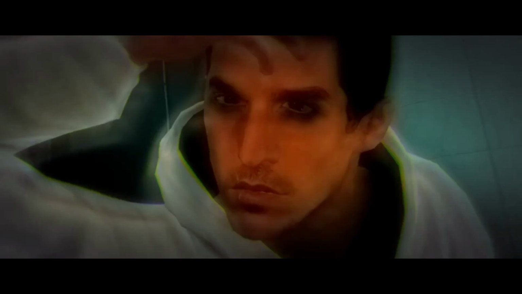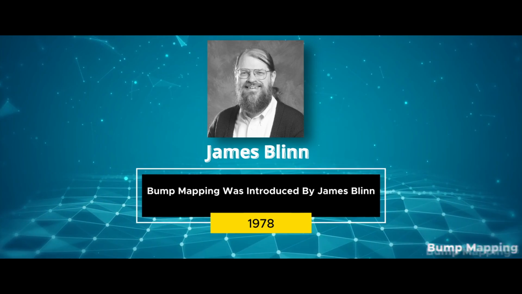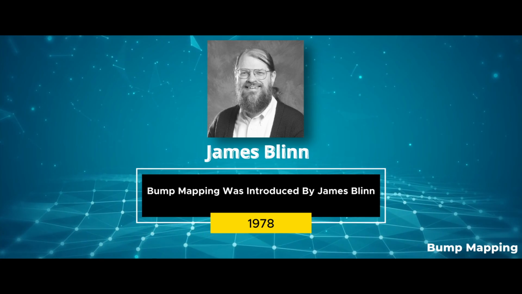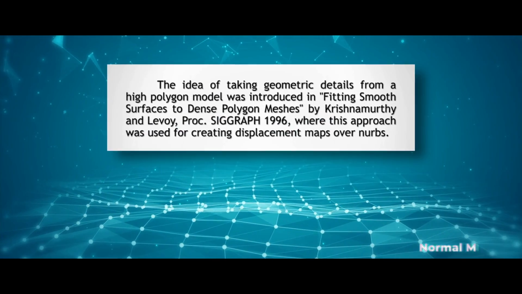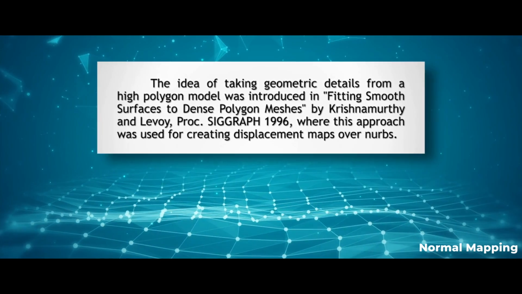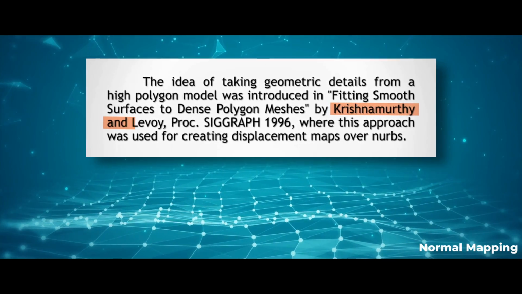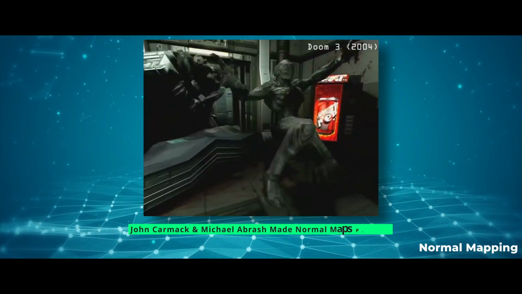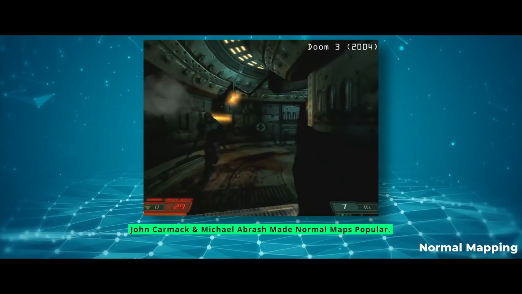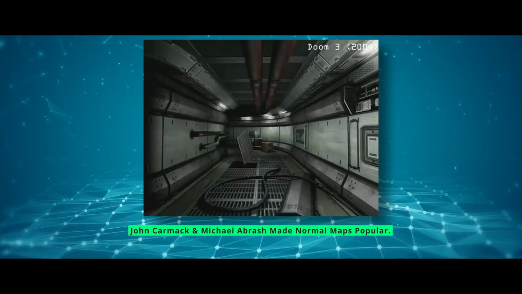Now let's travel back in time and explore the history of these mapping techniques and discover who invented them and when. James Blinn is a computer scientist and a pioneer in computer graphics. He introduced the concept of bump mapping in 1978. Normal mapping is a variation of bump mapping that was proposed by Krishnamurthy and Levoy in 1996 and popularized by John Carmack and Michael Abrash in the early 2000s, especially in the game Doom 3.